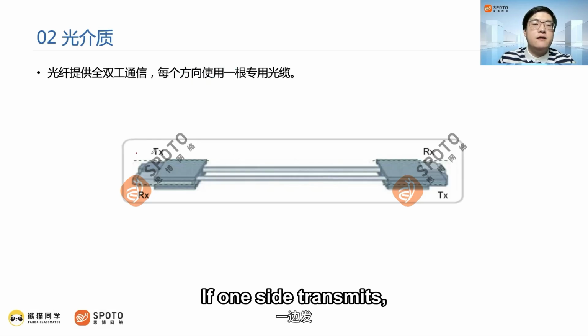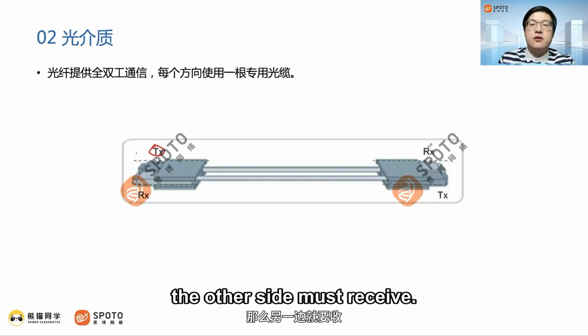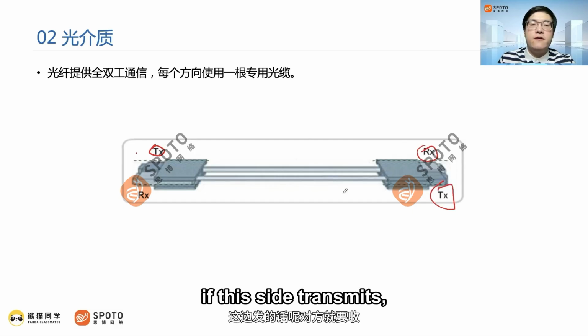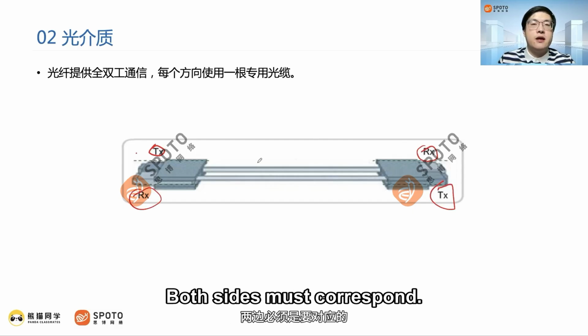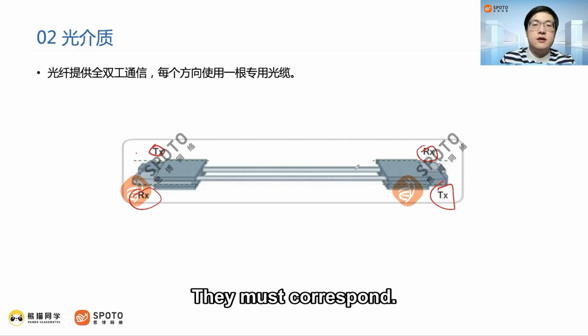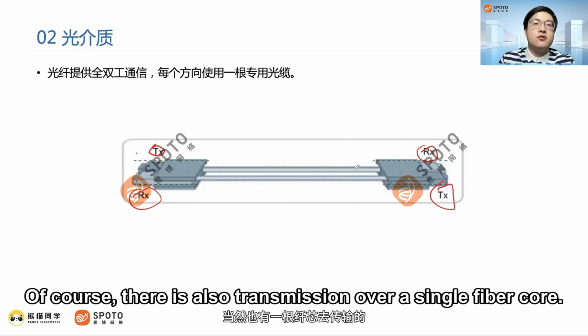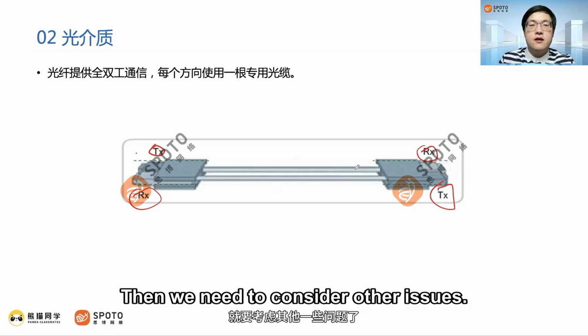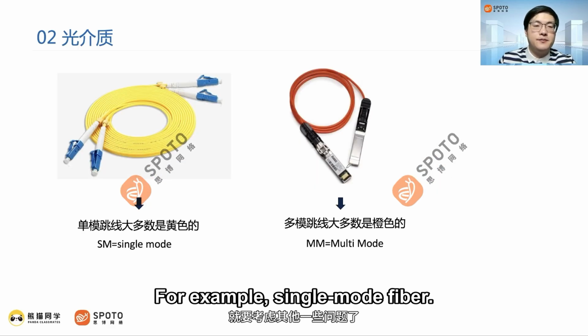If one side transmits, the other side must receive. If this side is the opposite side, both sides must correspond. They must correspond. Of course, there is also transmission over a single fiber core. Then we need to consider other issues. For example, single-mode fiber.